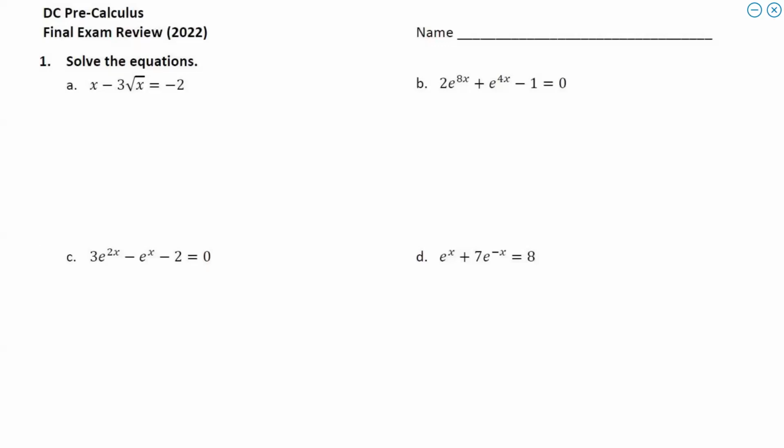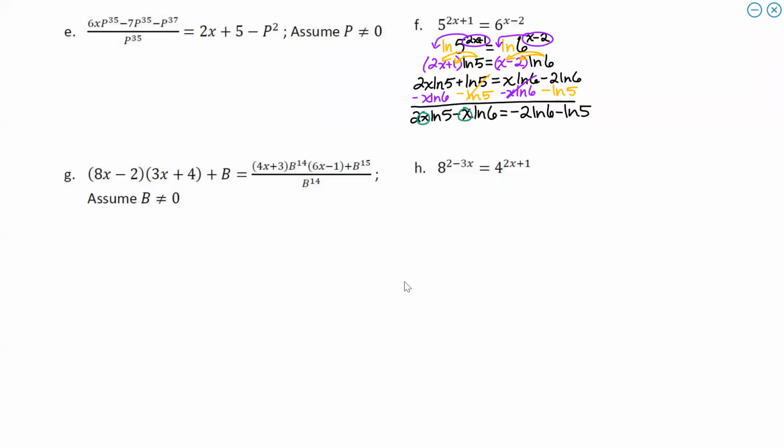I'm going to factor the x out of both of those terms, and then I'm going to be able to divide. So x times (2 natural log of 5 minus natural log of 6) equals -2 natural log of 6 minus natural log of 5. And then I can divide both sides by what's inside those parentheses.